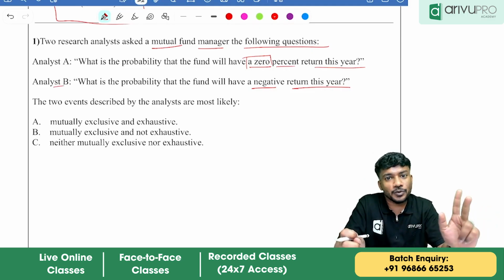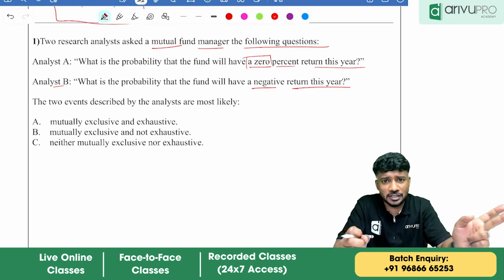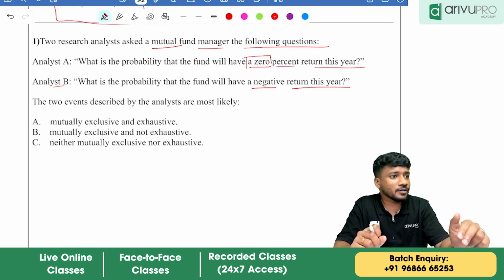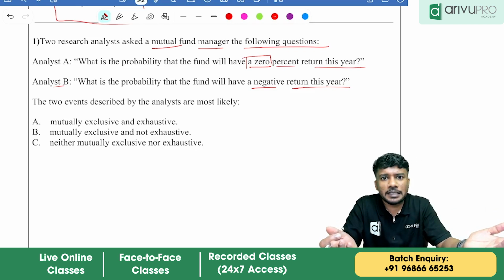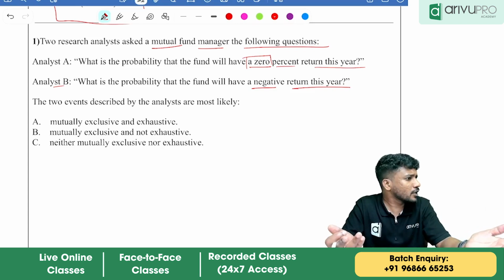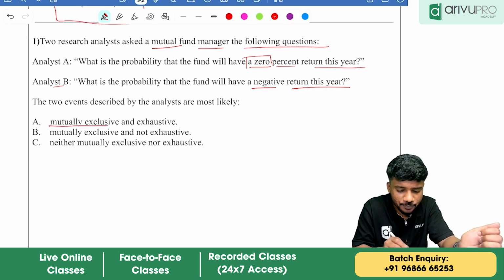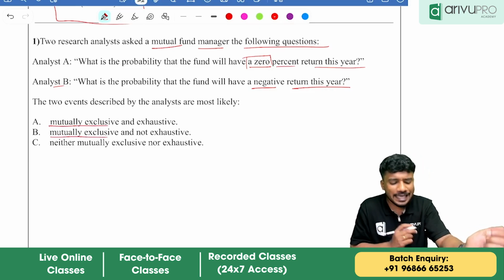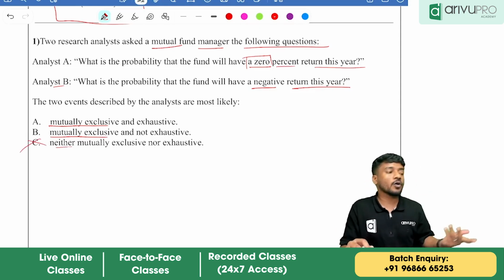Then another analyst asked, what is the probability that the fund will have a negative return? Okay. So two cases are there. Now, 0% return and negative return, both are what? Their intersection will be what? 0. They cannot happen at the same time. So it is mutually exclusive. So both A or B can be the answer. Option C is wrong because it says neither mutually exclusive nor exhaustive.